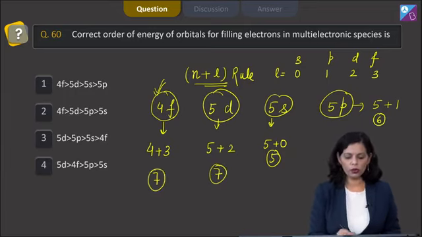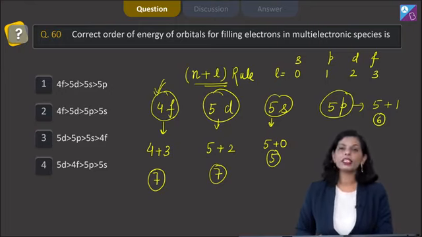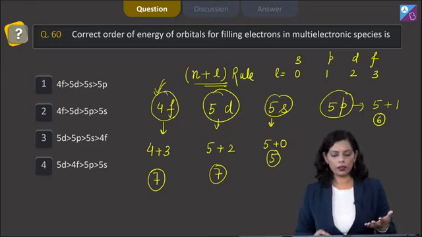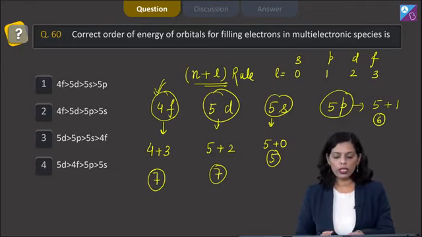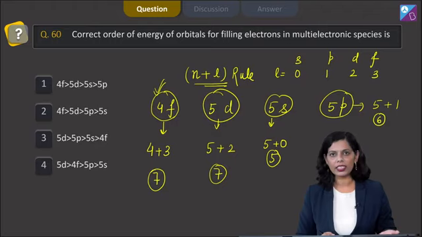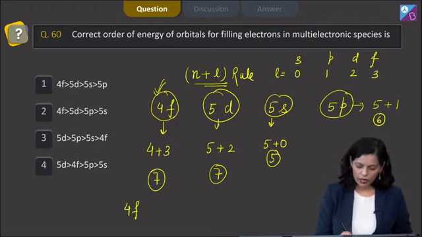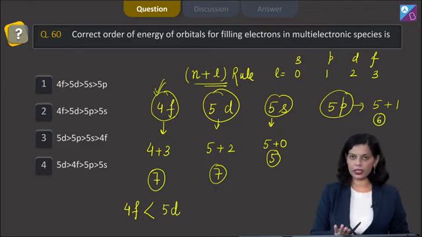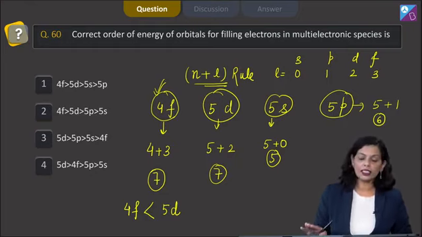But what about these two values? First value for 4f, that is 7. For 5d, it is also 7. So, in that case, you would prefer that orbital which has lower n value, right? So, which orbital has the lower n value? Obviously, 4f. So, less energy would be associated with 4f. More energy is aligned with 5d. Is it clear? Now, the remaining is 5s and 5p. So, we can easily align this order.